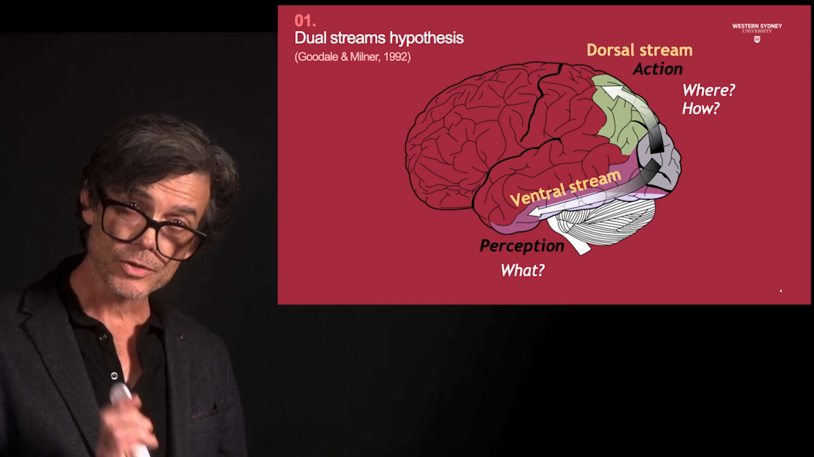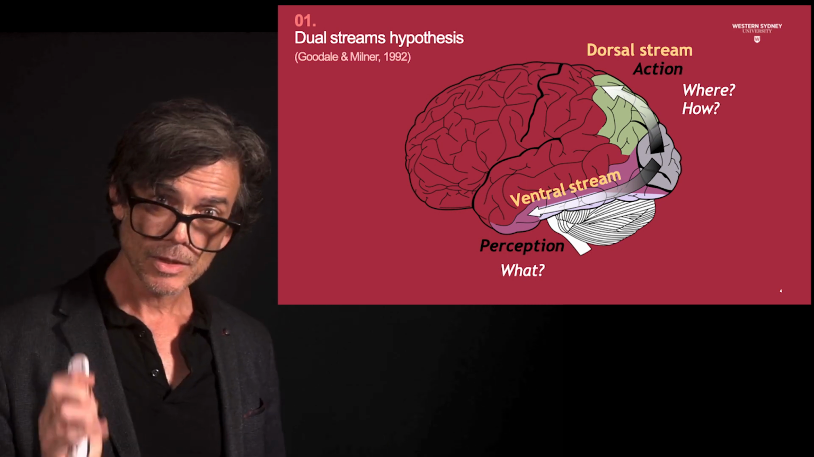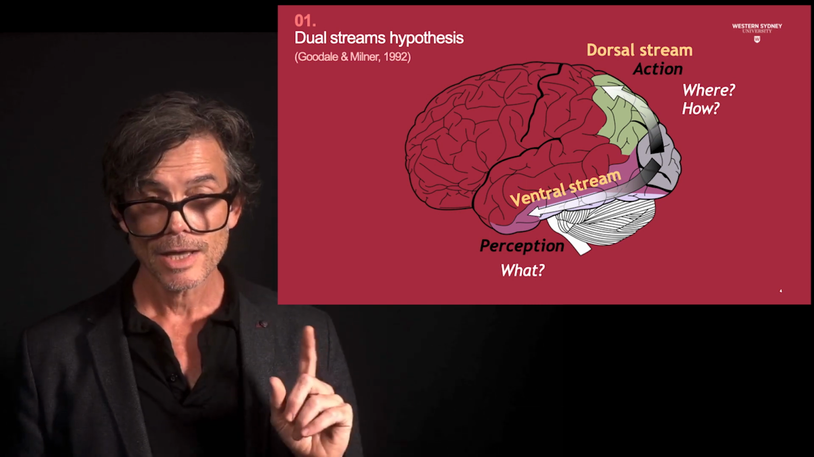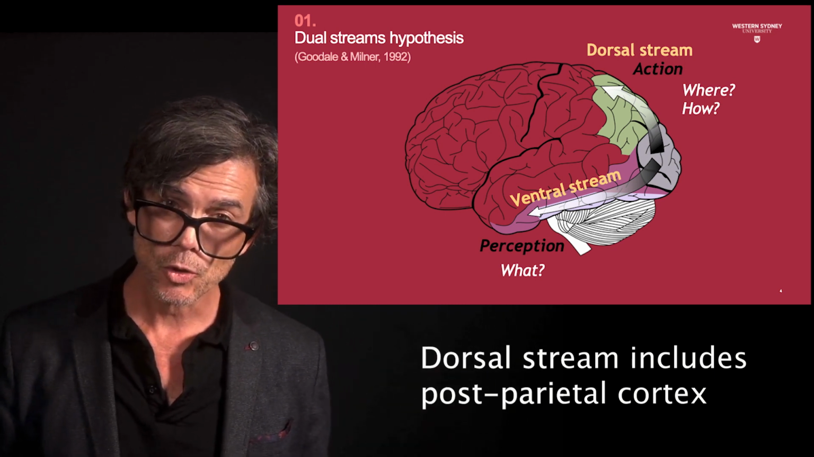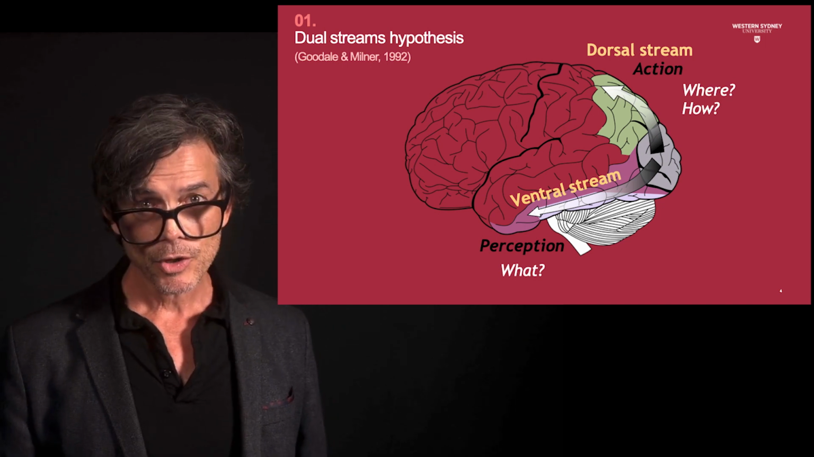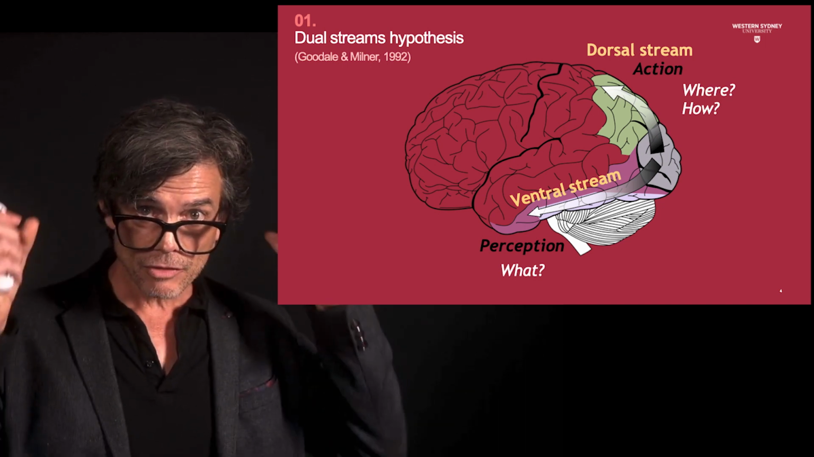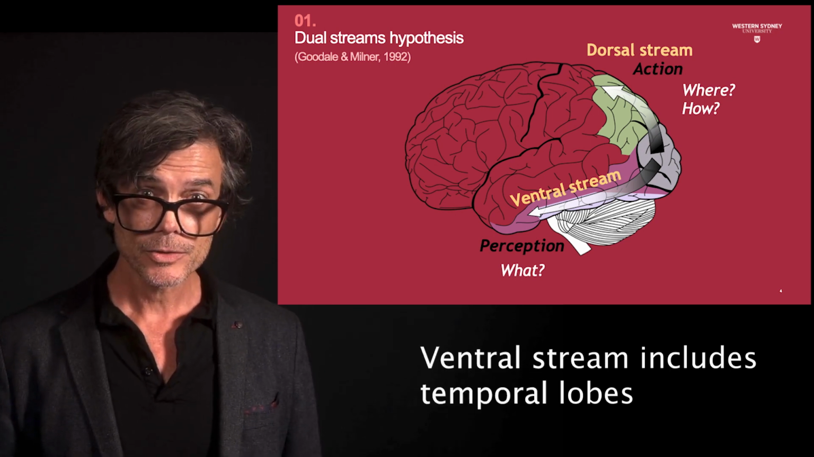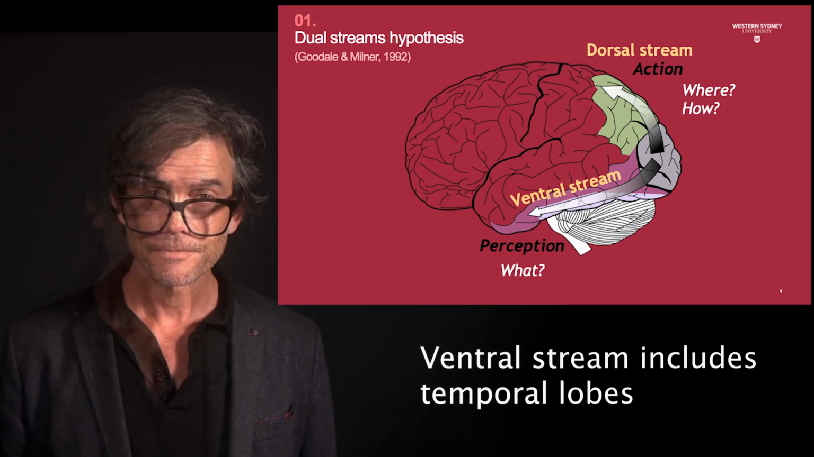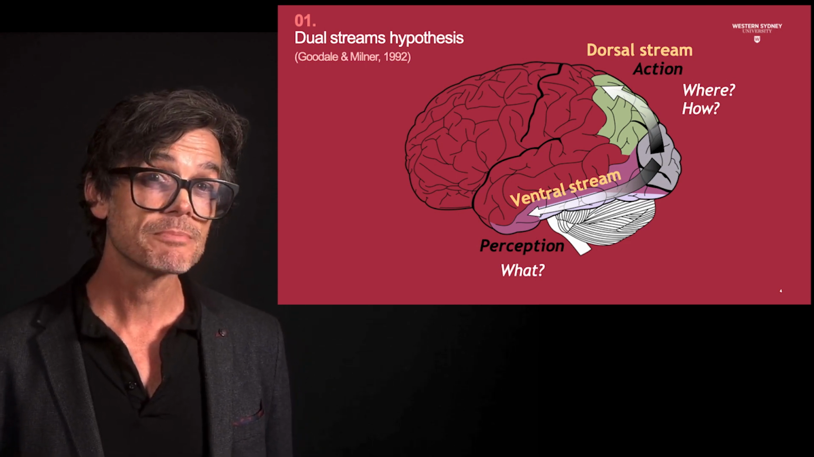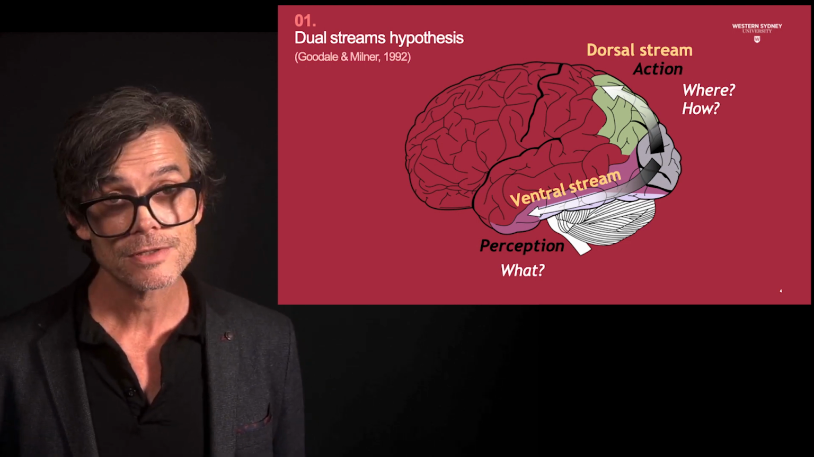One stream, known as the dorsal pathway, projects towards the top of the head and includes the postparietal cortex. The other main pathway, known as the ventral stream, travels through the lower left and right sides of the brain and includes the brain's temporal lobes. Each of these streams is associated with distinct perceptual and behavioural functions.